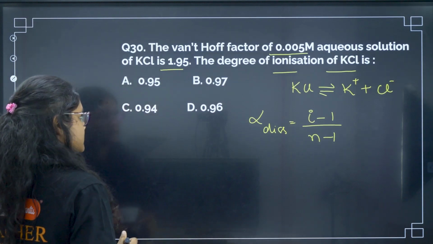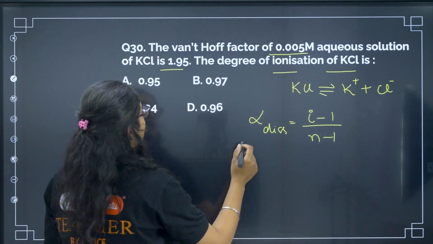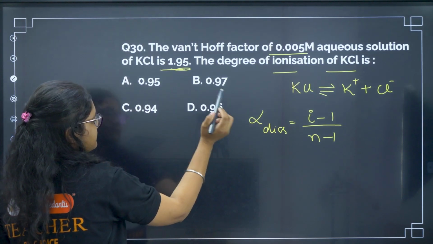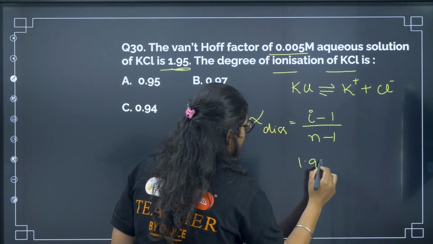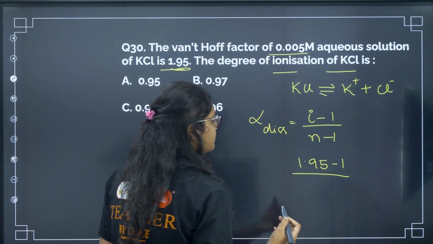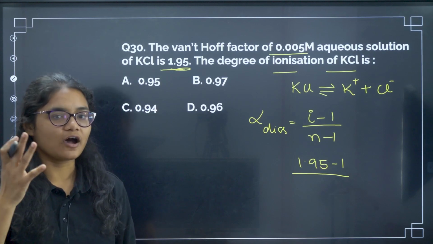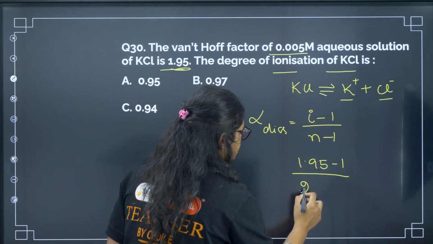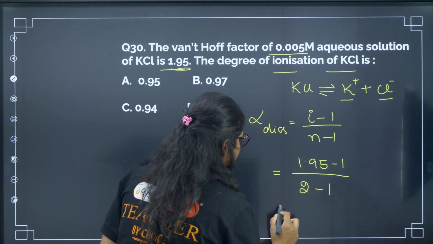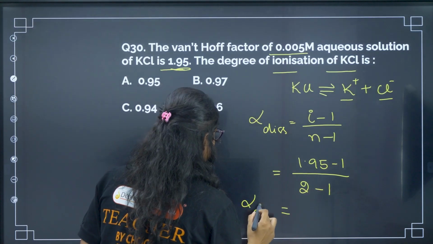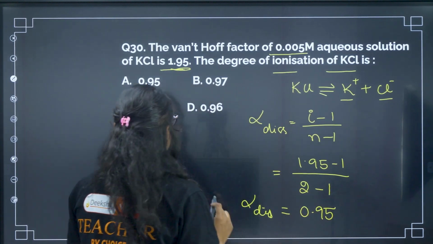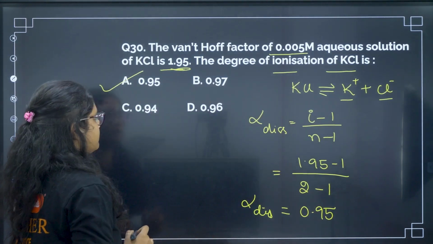The Van 't Hoff factor i is given to you as 1.95, so i minus 1. The n value is the number of ions produced after dissociation. So we have 2 ions produced, so n minus 1 is 2 minus 1. Just calculate this, and we will get alpha of dissociation as 0.95. Okay. So the correct answer for this question will be option number A.